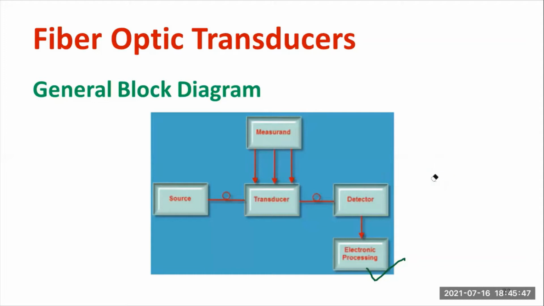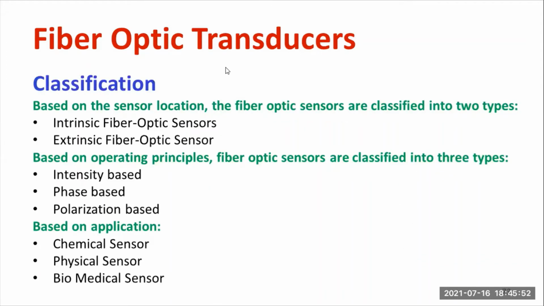There are different types of fiber optic transducer available in the market. Let us divide the different types of fiber optic transducer. As you can see, there are different criteria. According to the sensor location, fiber optic sensors are classified into two types. And also according to operating principle, then based on the application, there are different classifications. Based on the sensor location, fiber optic sensors are classified into two categories. This is very important. The first one is the intrinsic fiber optic sensor, and the second one is the extrinsic fiber optic sensor.